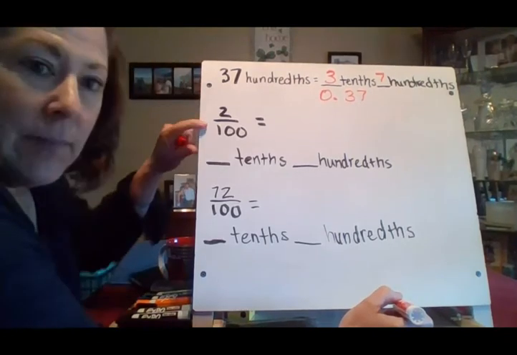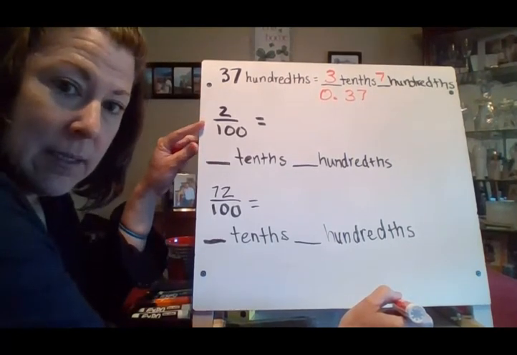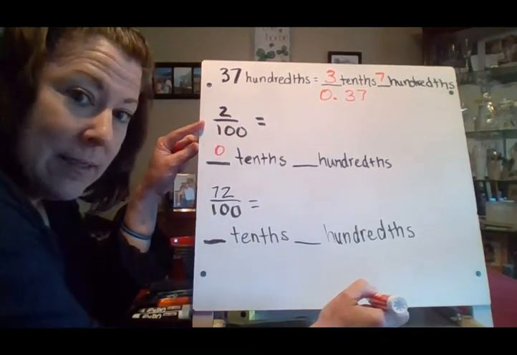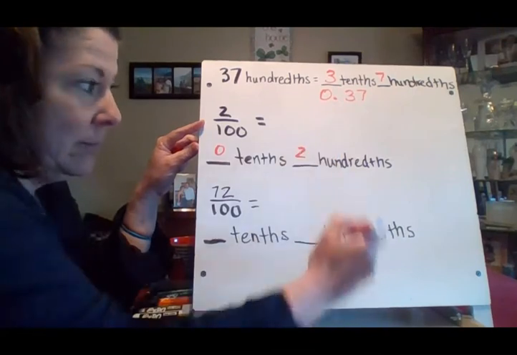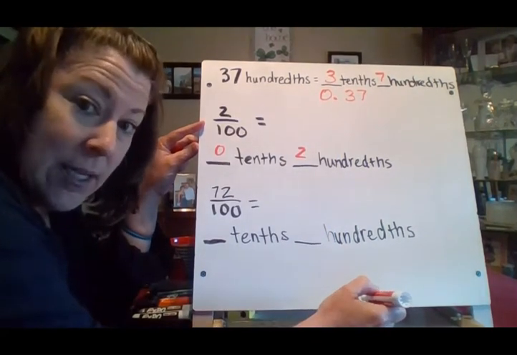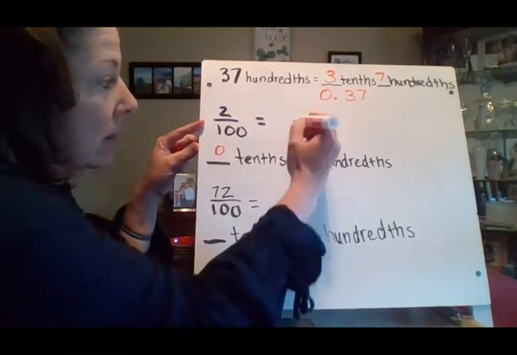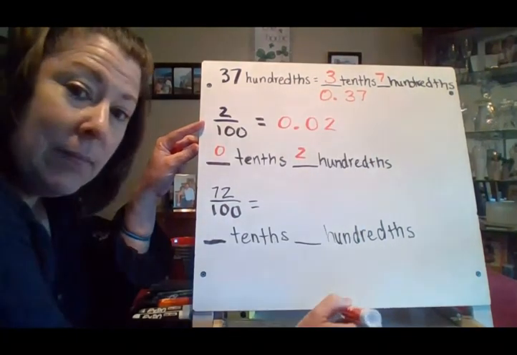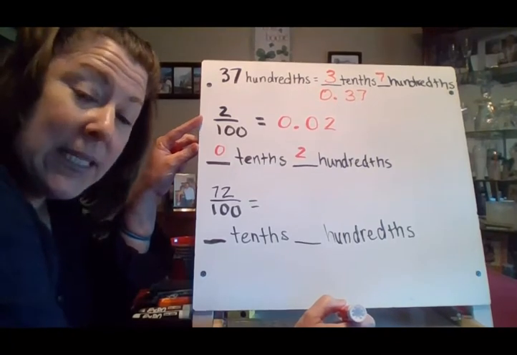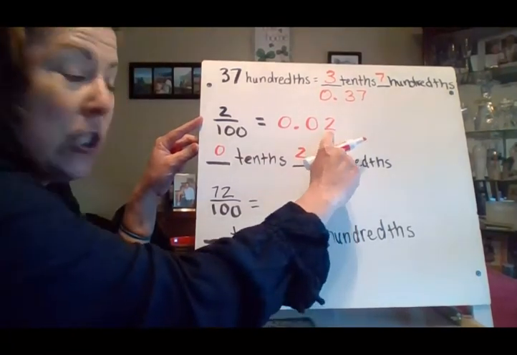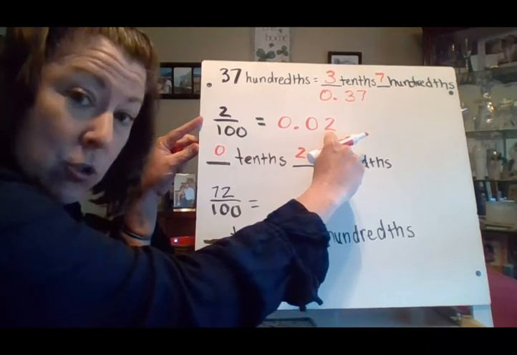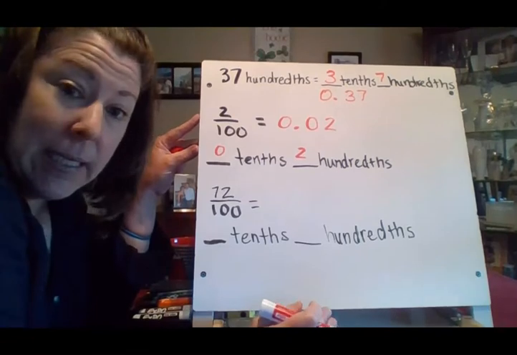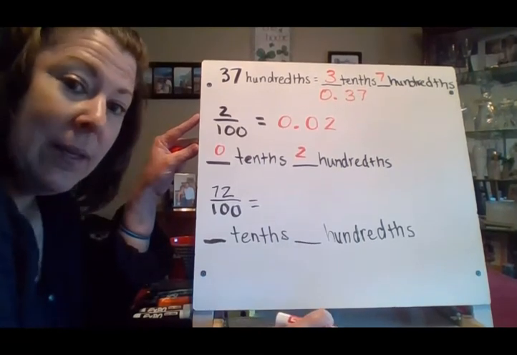Here, I have 2 hundredths. I don't have any tenths, but I have 2 hundredths. So that means my decimal is going to be 0.02. The 2 is in the hundredths place. Like I said, comparing it to those pennies.